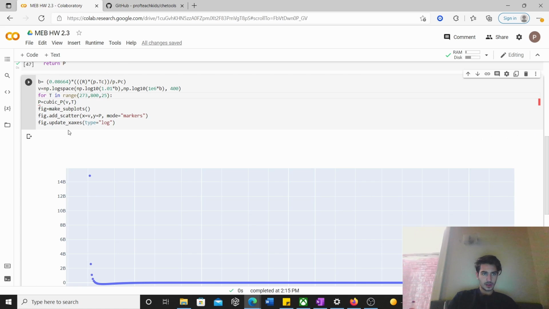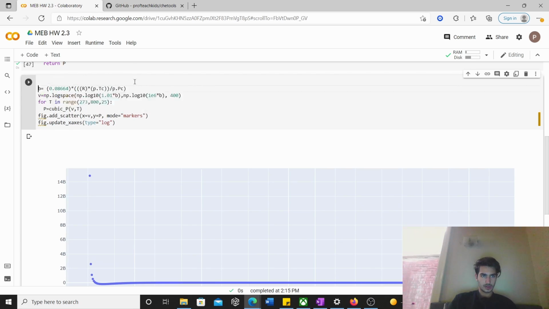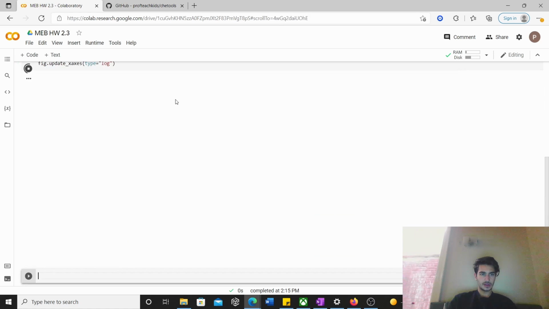Now, what do we want in our for loop? Well, we definitely want our pressure to be in the for loop because it is dependent on temperature. We don't want to make a subplot every time, so we're going to copy paste that and just add it up here. Then the add scatter we'll add in here, but we don't want to update the axis every time, right? So let's see how it looks with the new temperatures.